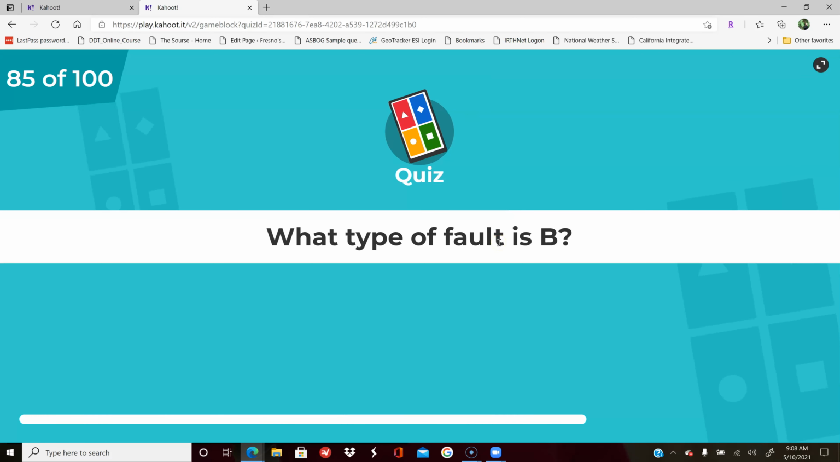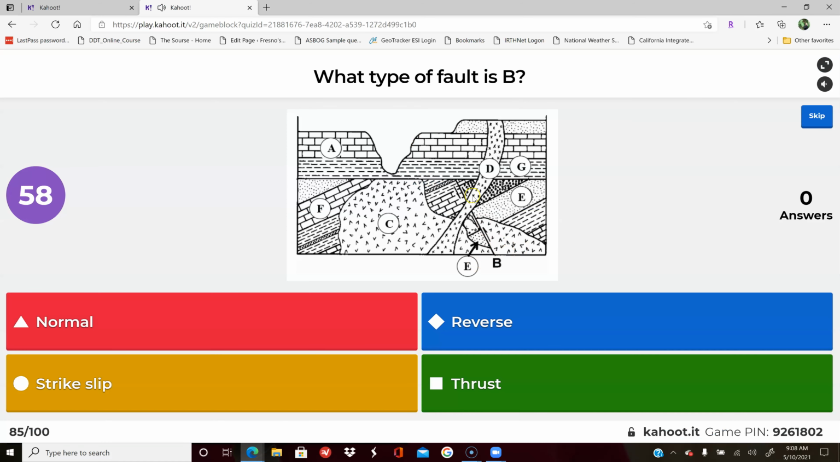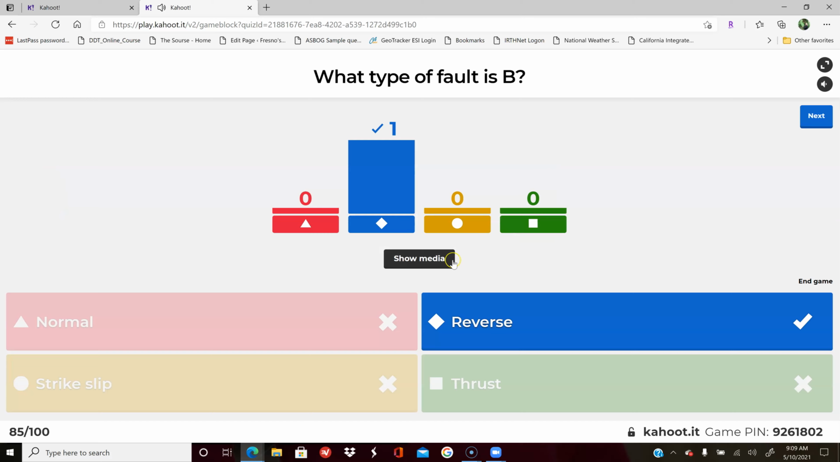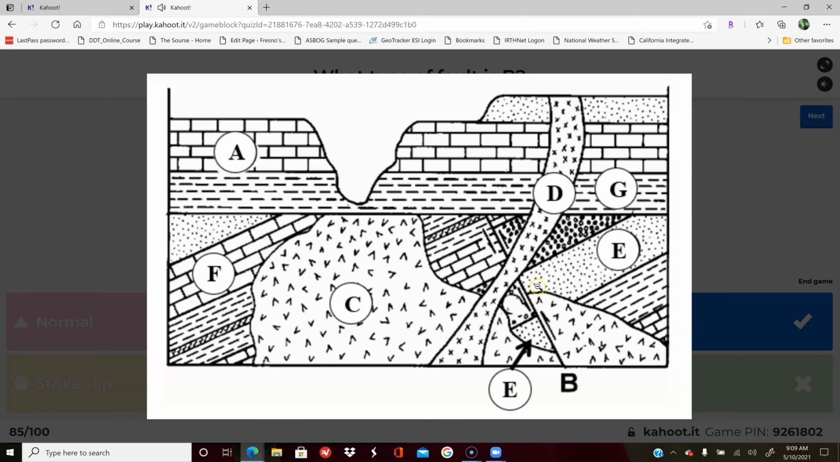What type of fault is B? So we're looking at B here. You can see the offset of C. So what type of fault are we looking at? Normal, reverse, strike slip, or thrust. So this would be a reverse fault, and we know this because if you drew Homer in here, your little stick figure, this would be the hanging wall over here on the right, and this would be the foot wall over here on the left. And here the hanging wall is being pushed upward, and so hanging wall up is reverse.